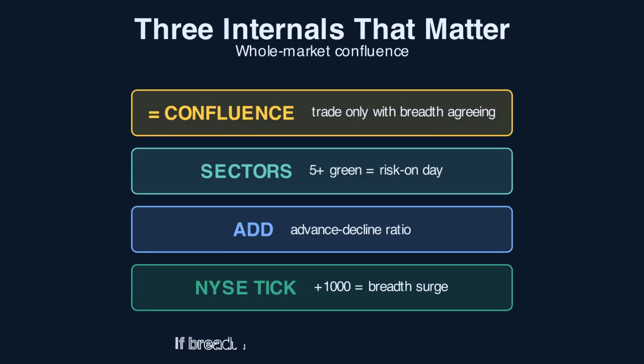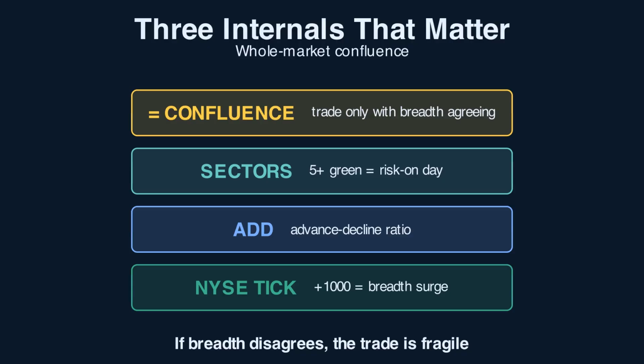1. NYSE TICK. It measures the number of NYSE stocks ticking up minus those ticking down in the last instant. Readings above plus 1000 signal a breadth surge. Below minus 1000 signal a breadth flush. 2. Advance-decline, or ADD, the cumulative count of advancing versus declining issues. Rising ADD confirms breadth-driven moves. Falling ADD warns that fewer stocks are participating.